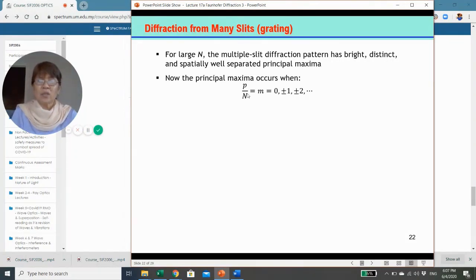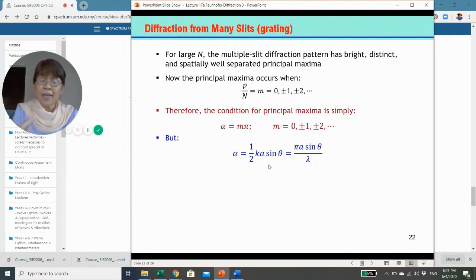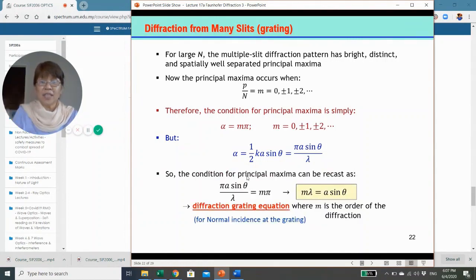The principal maxima occur when p over n equals multiples of pi. Therefore, the condition for principal maximum is simple: alpha equals m pi, where m is an integer. But alpha equals half k a sine theta, or pi a sine theta over lambda. So the condition for the principal maximum can be rewritten as pi a sine theta over lambda equals m pi. Substituting, the pi cancels, and you have m lambda equals a sine theta. This is the diffraction grating equation, where m is the order of diffraction, but this is valid only for normal incidence at the grating.